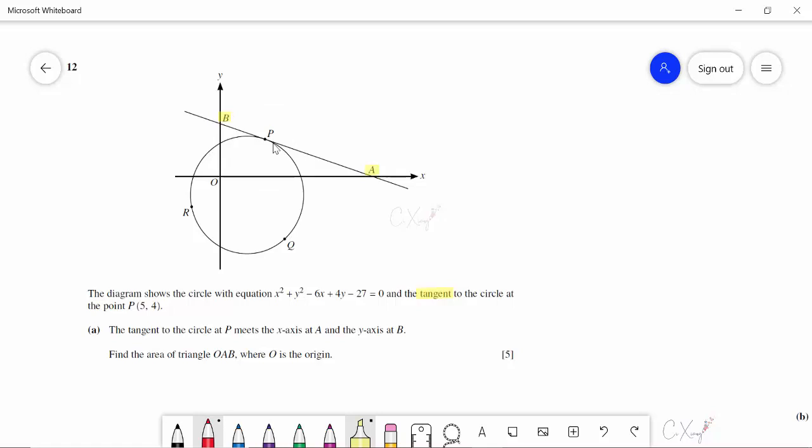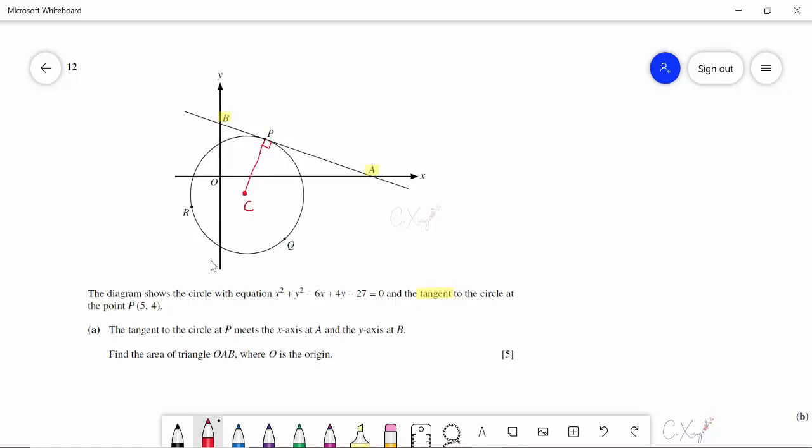To know the gradient of the tangent, I need to know the gradient of the center. Let me assume that the center is here, which is C, and from the center to the point that forms the tangent, it is always 90 degrees. So I need to find the gradient of CP first, which is the center to P. Then by using this gradient, I find the gradient of the normal, and form the gradient of the tangent line. After that, from the tangent line, I can find the A and B coordinates. Then I can find the area in the next step.